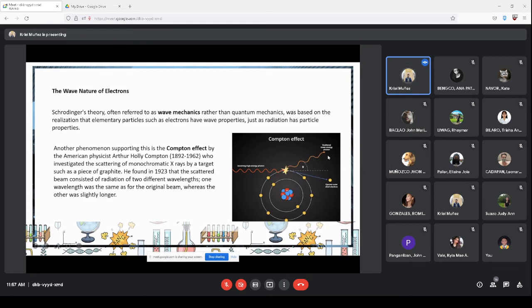And our resulting ray, class, has a lower energy or a higher wavelength. So by virtue, class, of energy conservation, he concluded that our photon is actually reduced in energy. So it has a duality in nature: it is also a wave, but at the same time it is also a particle. Gets natin? So that is what happened in the Compton effect.